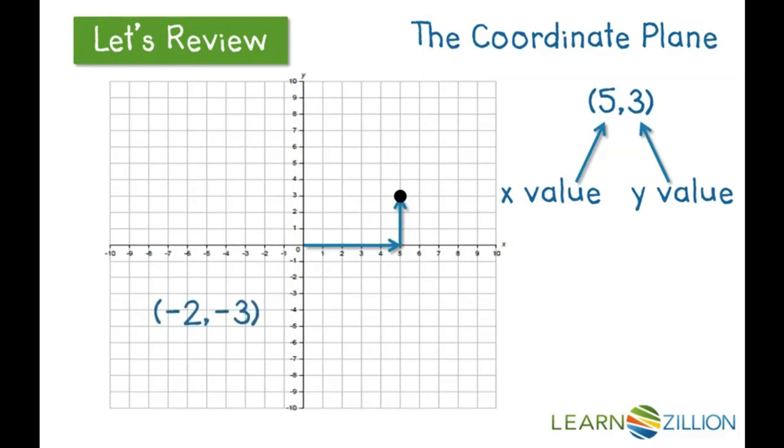Now let's try another one, but this time we're going to move over to quadrant 3. You can see that the x value is -2, so I move 2 places in the negative direction on the number line, and then the y value is -3, so I'm going to move down 3 units, and this is where I'll plot my point.